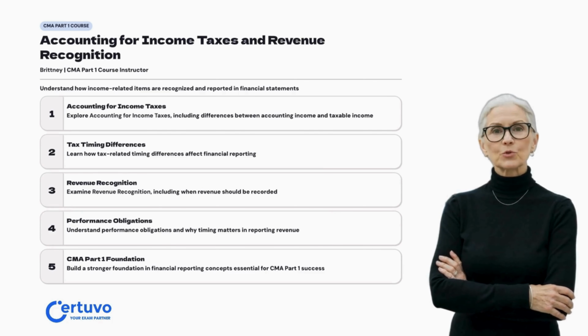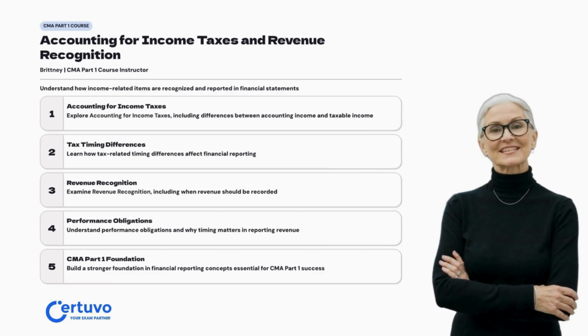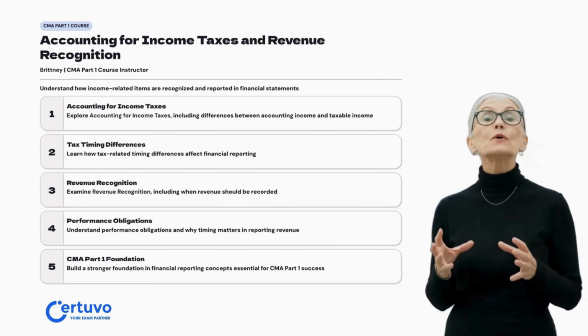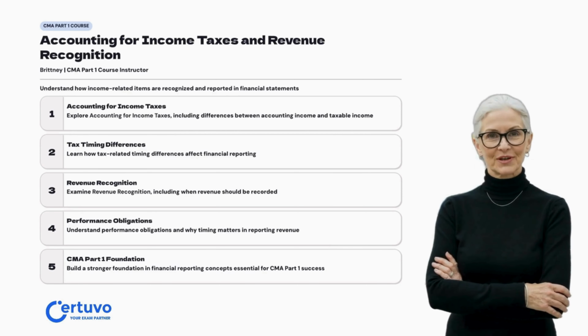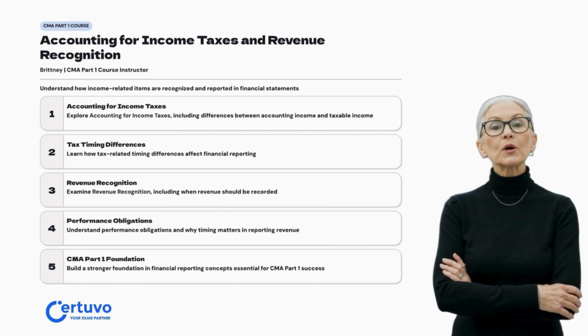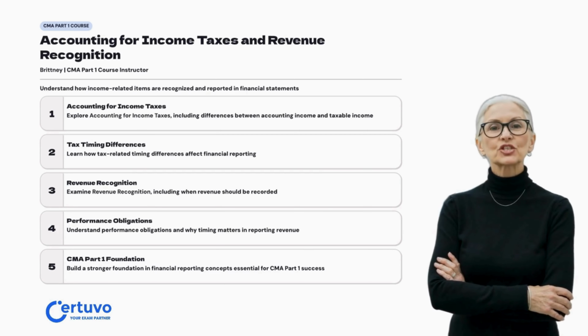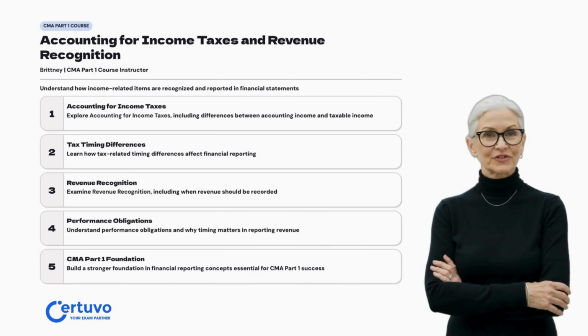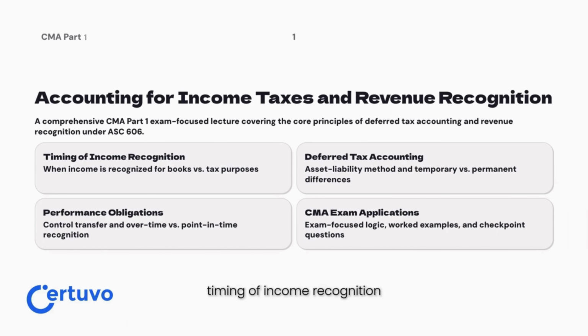We'll then move into revenue recognition, where we'll look at when revenue should be recorded, how performance obligations are satisfied, and why timing is so important in presenting accurate financial results. Together, these topics will help you build a stronger understanding of financial reporting concepts that are essential for success in CMA Part 1. The key areas we will focus on are timing of income recognition, deferred tax accounting, performance obligations, and CMA exam applications.